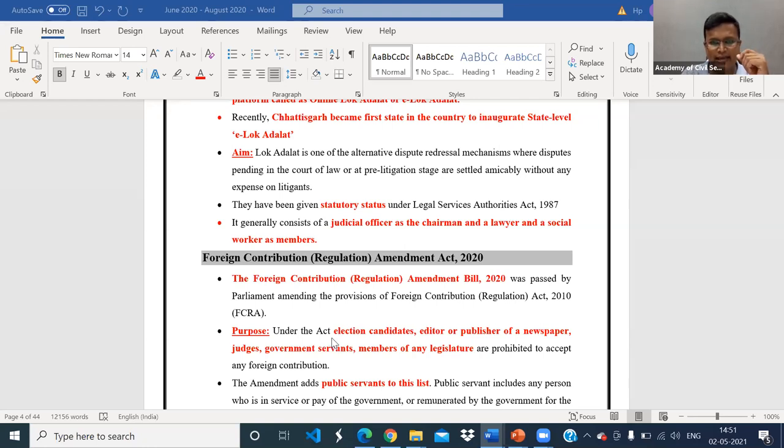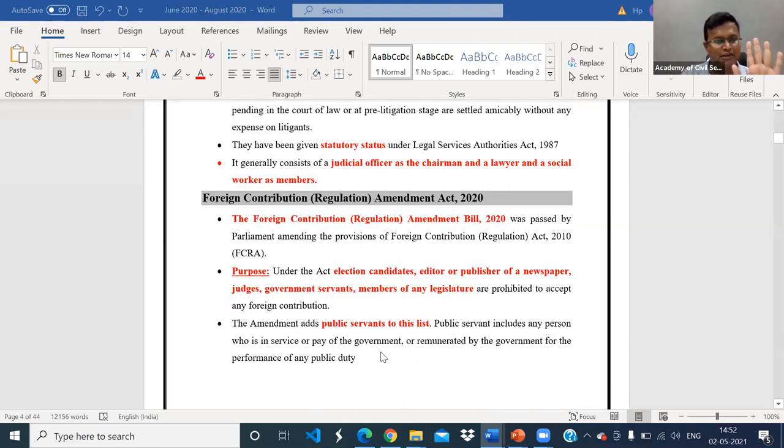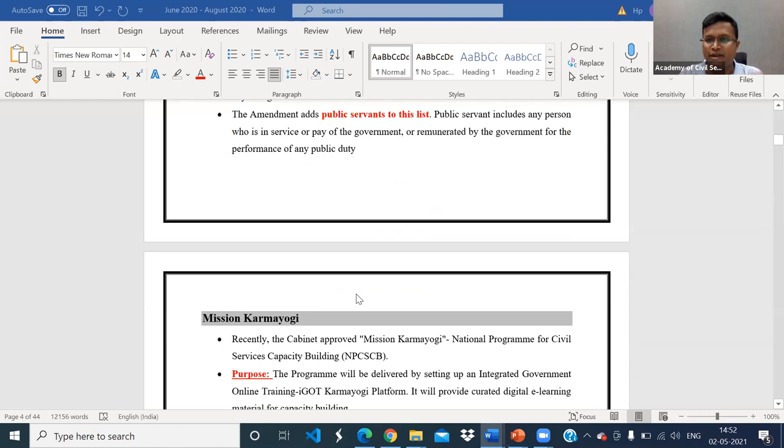In this Act, a candidate who is contesting an election, the editor or publisher of a newspaper, judges of any court in India, government servants, members of any legislative assembly or public servants, basically public servants, are prohibited from taking any foreign contribution. That is the content of the Foreign Contribution Regulation Amendment Act. Political parties and a candidate contesting an election cannot accept any foreign contribution, and a newspaper editor or publisher cannot take any foreign contribution. Government servants cannot accept any foreign contribution, because all these will lead to some corrupt practices. That is why, by amending the Foreign Contribution Regulation Act in 2020, we have made that restriction.